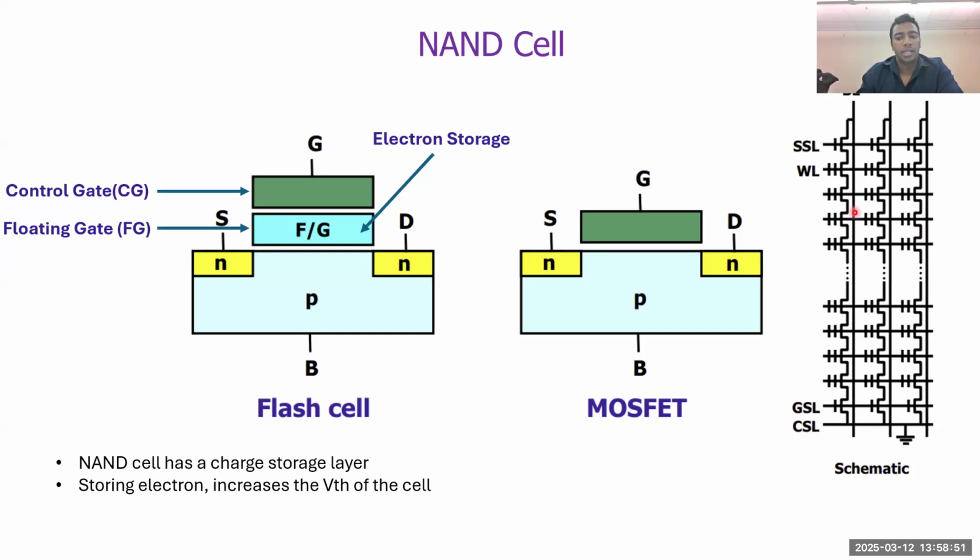And you can see a schematic of a block of NAND cells. Many cells are connected together in series. These are the memory cells, like this one, all these are memory cells, while this SSL and GSL are basically selector knobs to select this block. And we will talk about that slowly. Please let me know if you have any questions at this point.